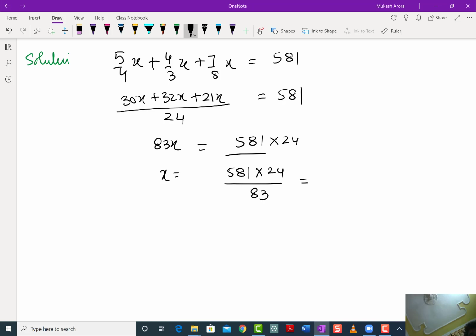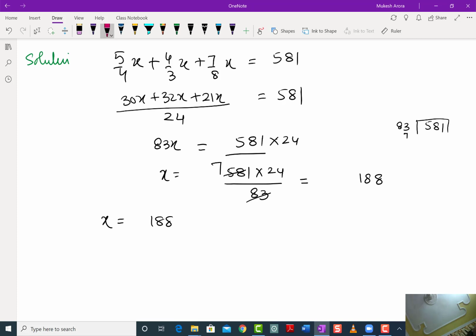So when you cut it, 581 by 83 is 7. So it will be 7 into 24, so x will be 168.